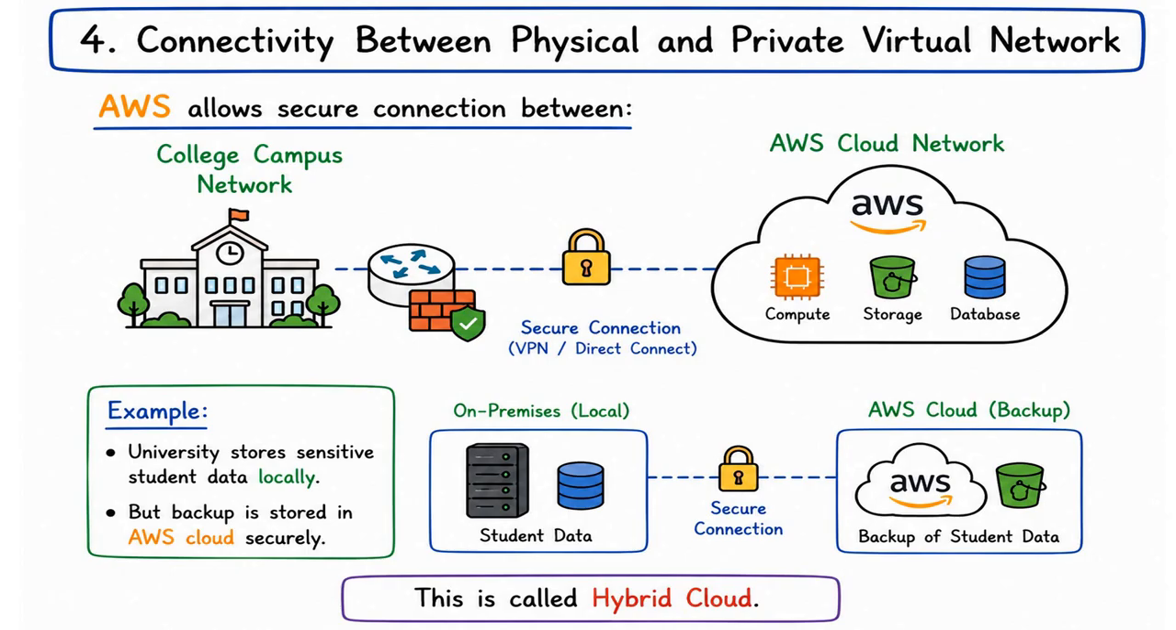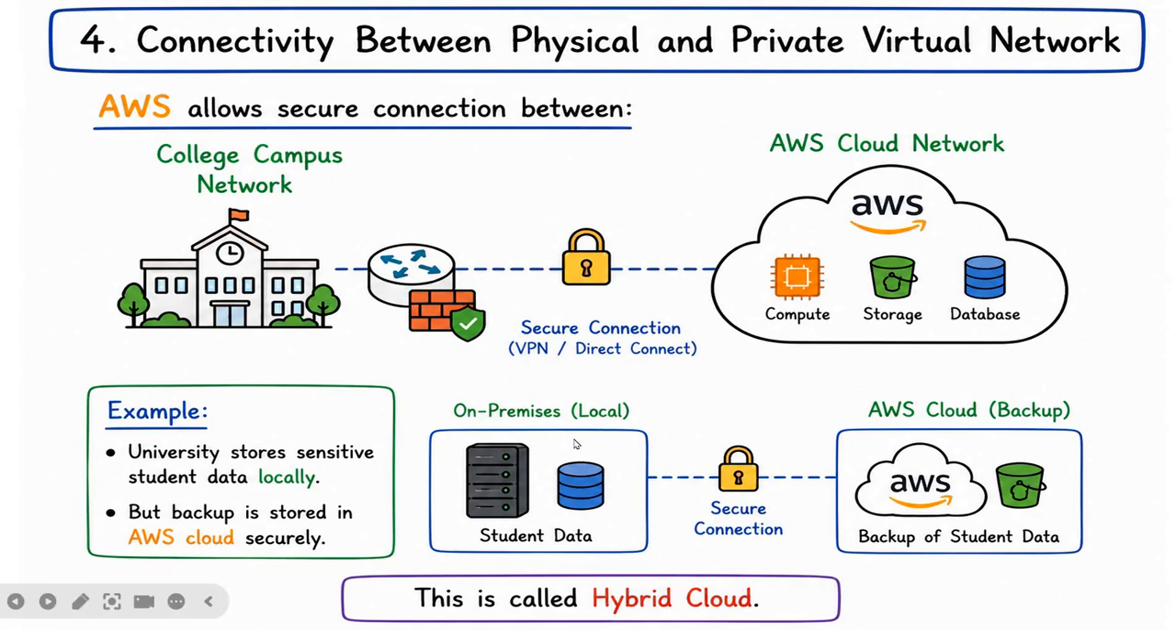So, some real-time examples: the university stores the sensitive student data locally. It can store the student marks, admission details, attendance records, and many more pieces of sensitive information about the students inside its own campus server room, and this is called on-premises infrastructure. The university may want complete control over data, local access, and compliance with its institutional policies.